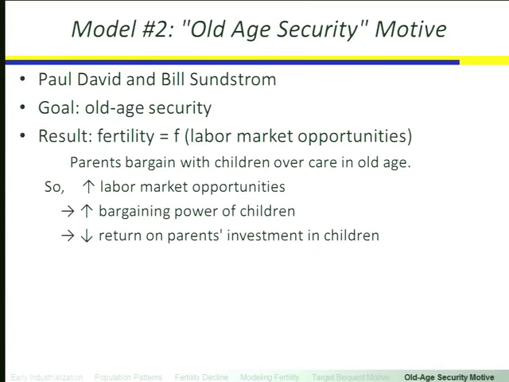But if the likelihood that the kid is going to turn down this bargain to help take care of mom in exchange for the lights of Kansas City goes up, the return on the investment in children goes down, and that gets us fewer children. That's the David and Sundstrom argument.